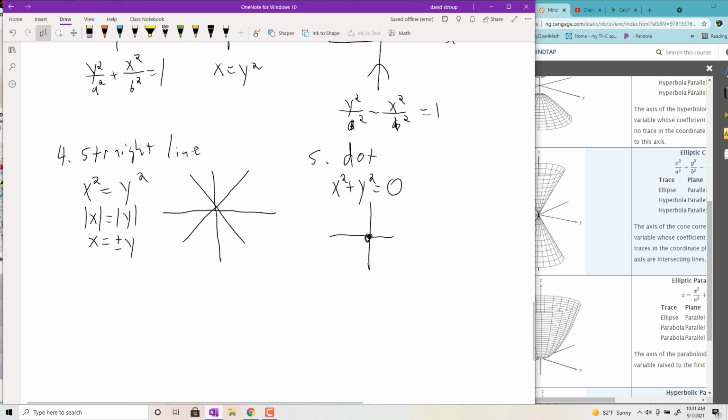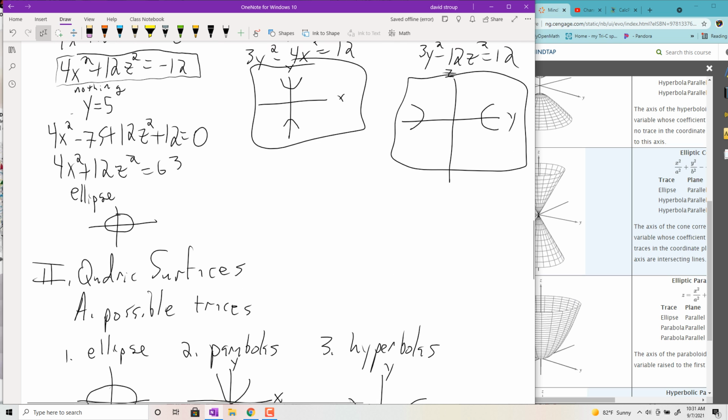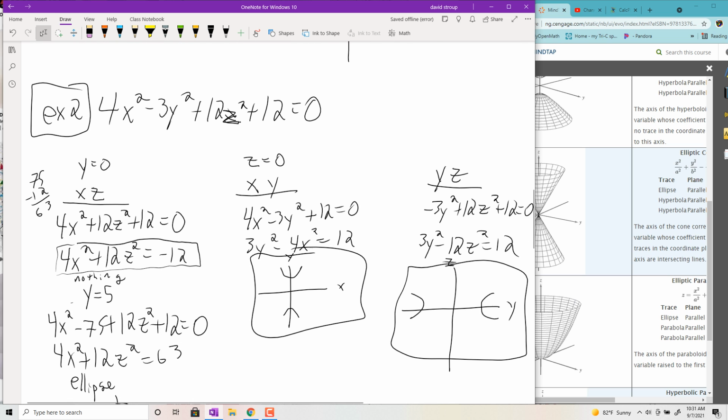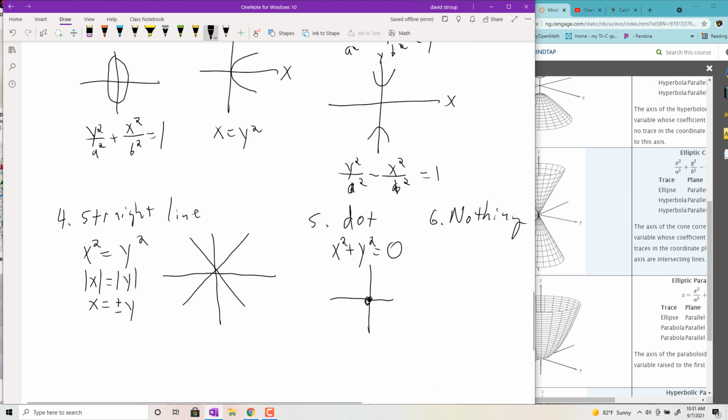Lastly, you could have nothing. We saw that happen up here when you have something squared plus something squared equaling a negative. So this would be something like x squared plus y squared equals negative 100 or something like that. It just doesn't work, so you get nothing in the plane.